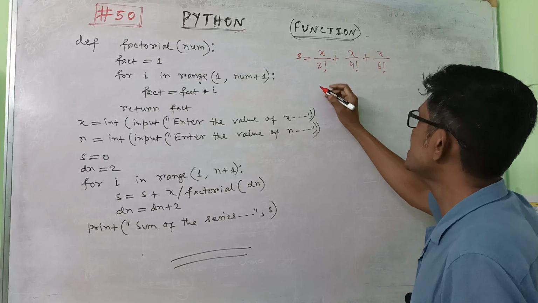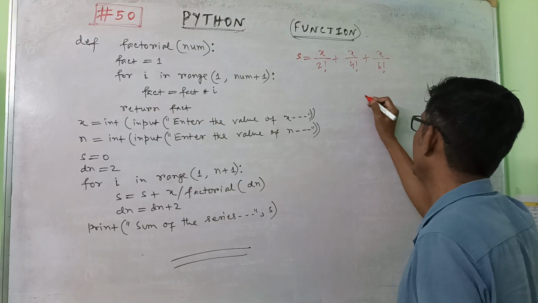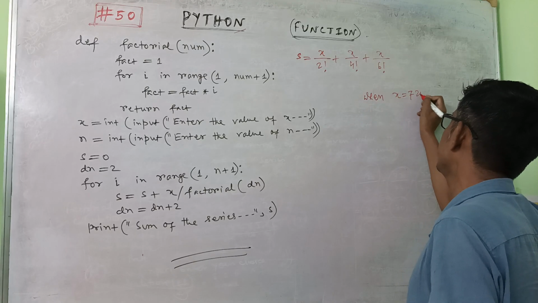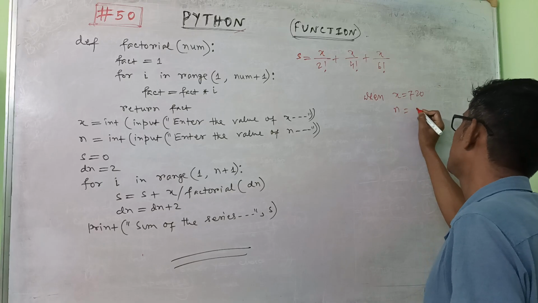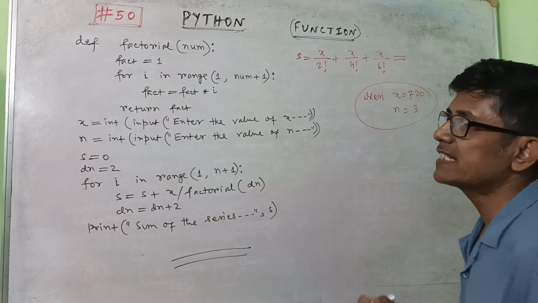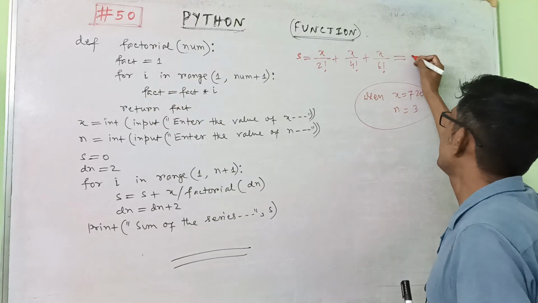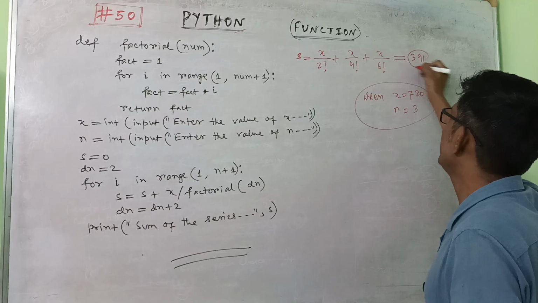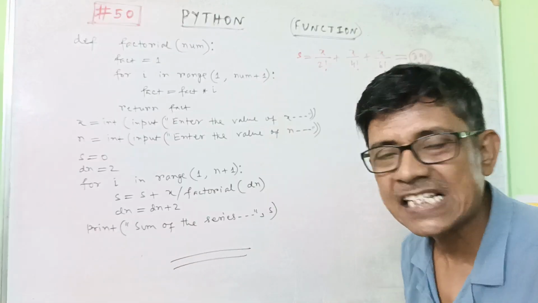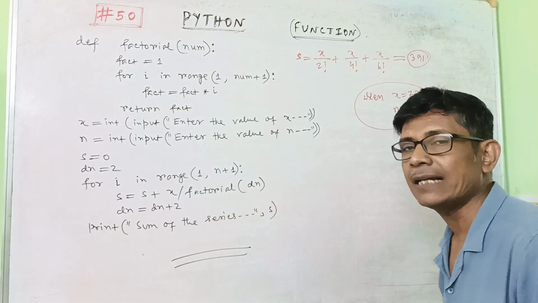So when x equals 720 and n equals 3, our calculation will give this result: 391 will be our answer. So let us see how we will calculate this one.